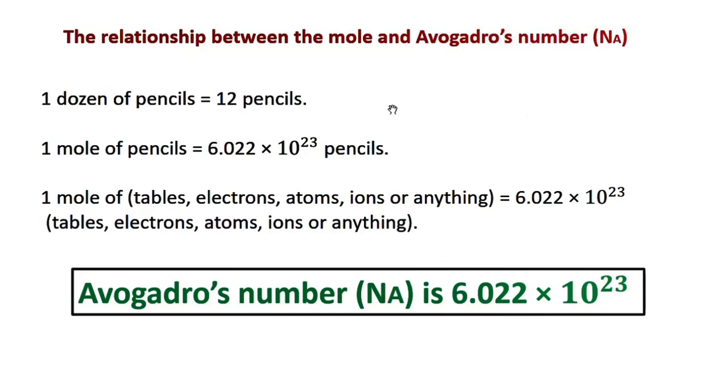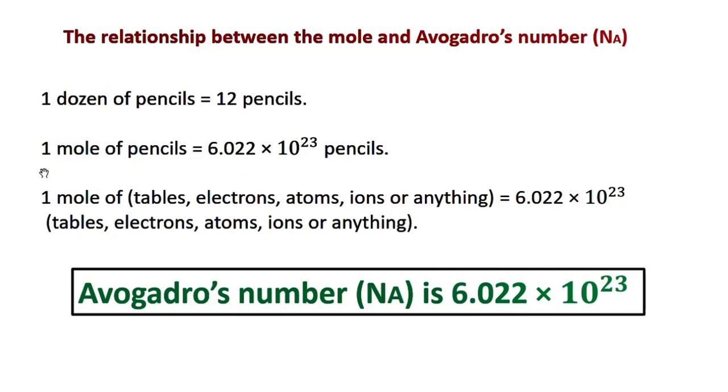Let me ask a question. If you have 1 dozen of pencils, how many pencils do you have? Of course, you have 12 pencils. So this word dozen expresses a specific number, which is 12. In the same way, in chemistry, 1 mole represents a specific number, which is 6.022 times 10 to 23.